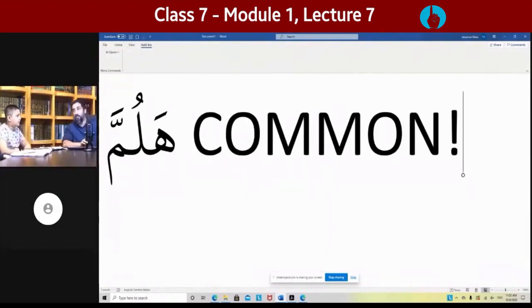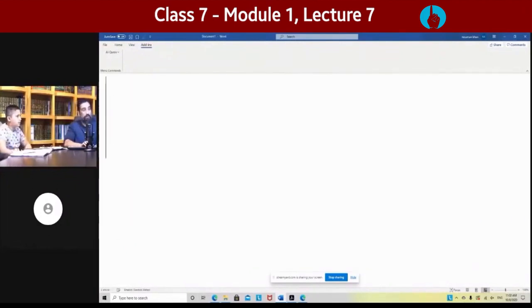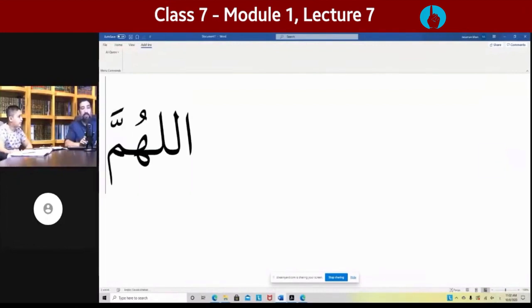And notice what's at the end of the spelling of halumma? Meem with a shadda. And when you call on Allah, one way is Allah, and instead of ya in the beginning, a double meem at the end. Allahumma actually means Ya Allah, or calling on Allah. Oh Allah. So that's actually two different styles.